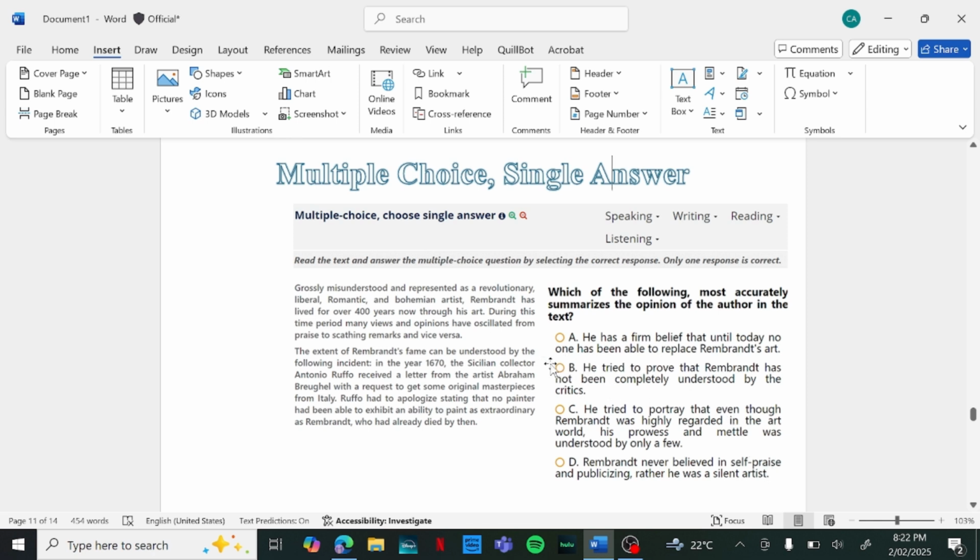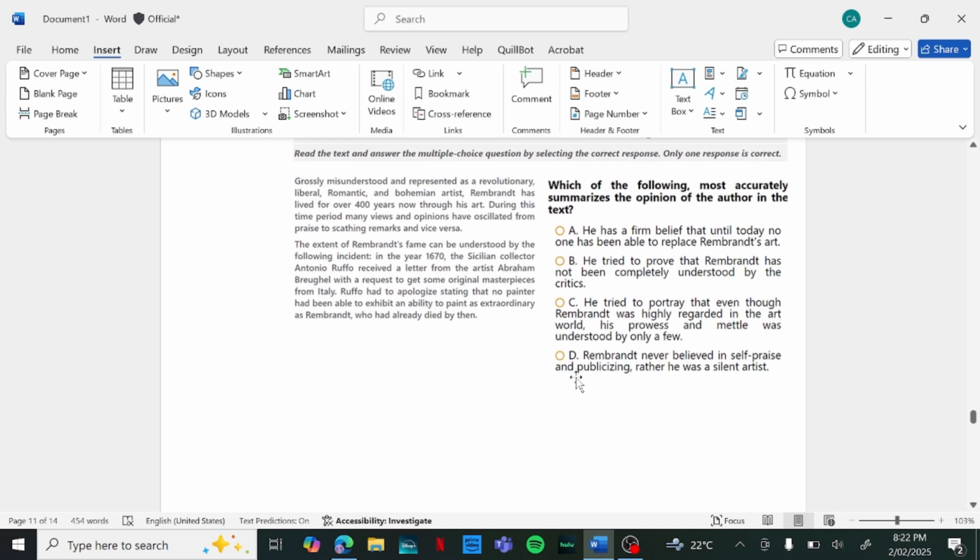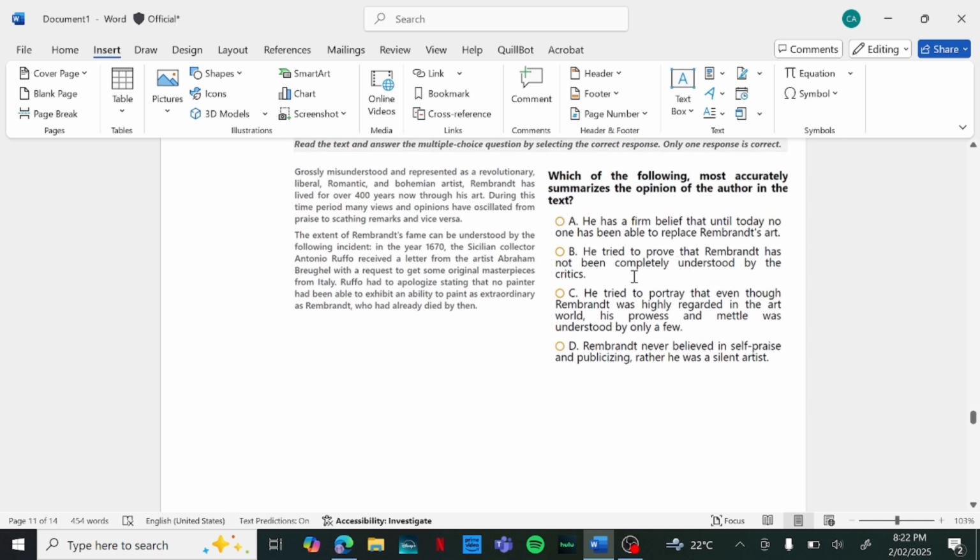And that is how you answer single answer multiple choice questions under reading. Make sure that you pay attention to the question that is given. First of all, know what the question is asking you to do before you proceed to scan the answers and look at the text for where this answer might fall and see if it fits as an answer to the question that was given.